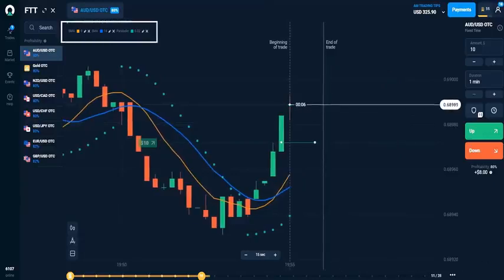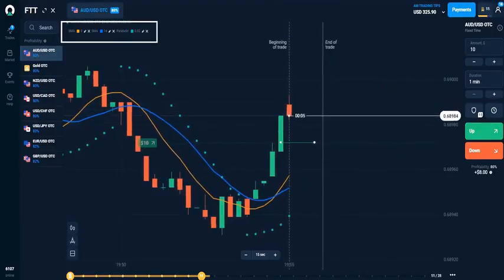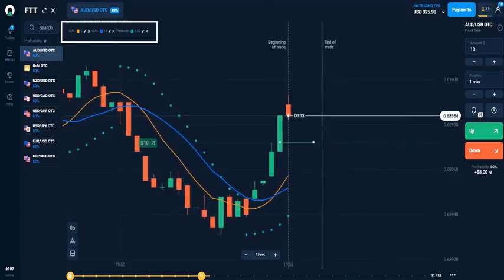Using only 3 indicators to keep it super simple: 2 simple moving average indicators and 1 parabolic SAR indicator. Set the simple moving averages for 9 and 14 periods, and the parabolic SAR indicator set as default setting.